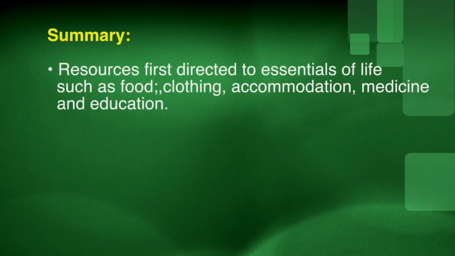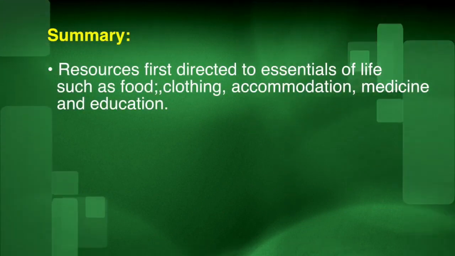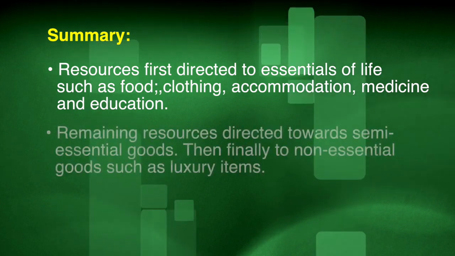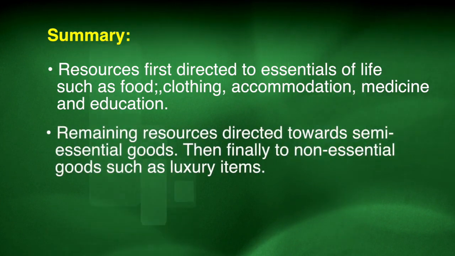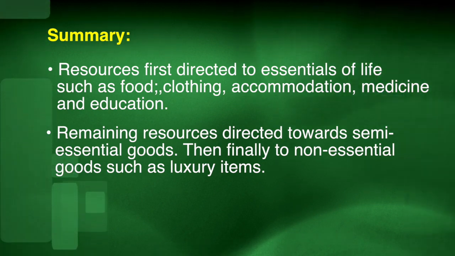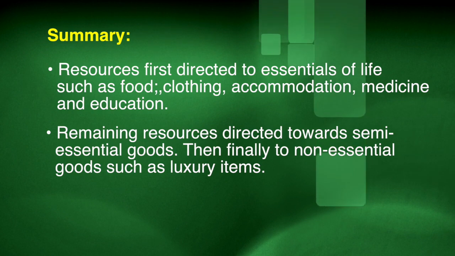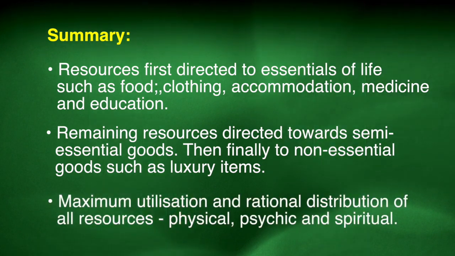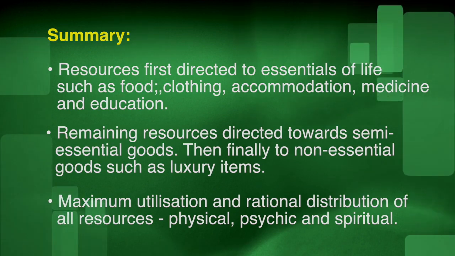In summary, society's resources must first be directed towards ensuring that everyone gets the minimum necessities of life. The remaining wealth is then directed towards semi-essential goods, and then finally towards non-essential or luxury items. All this is the practical expression of one of Prout's fundamental principles. There should be maximum utilization and rational distribution of society's resources.